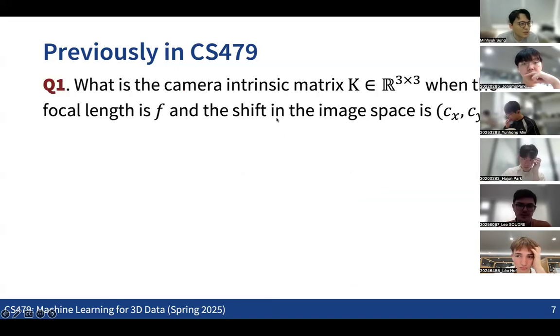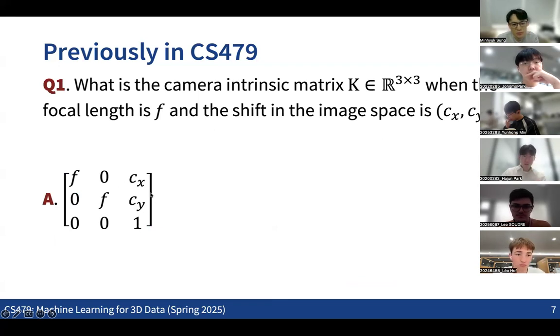So this is some typical intrinsic matrix that we would see for many simplistic camera setups. When we do not assume any distortion or many other things, typically we have this kind of simple intrinsic matrix, right? Having some focal lengths and shifting the image plane.